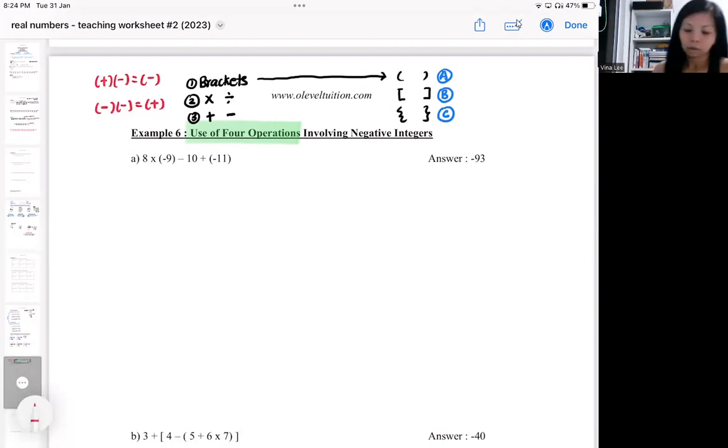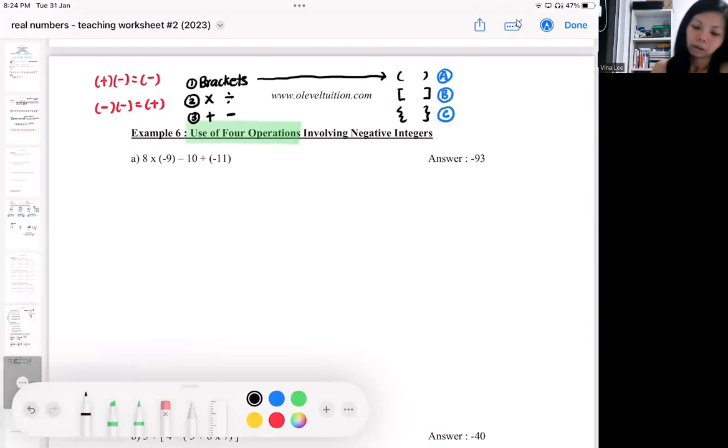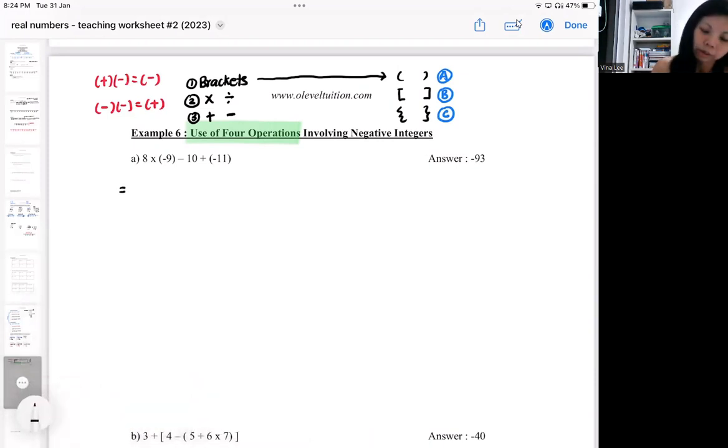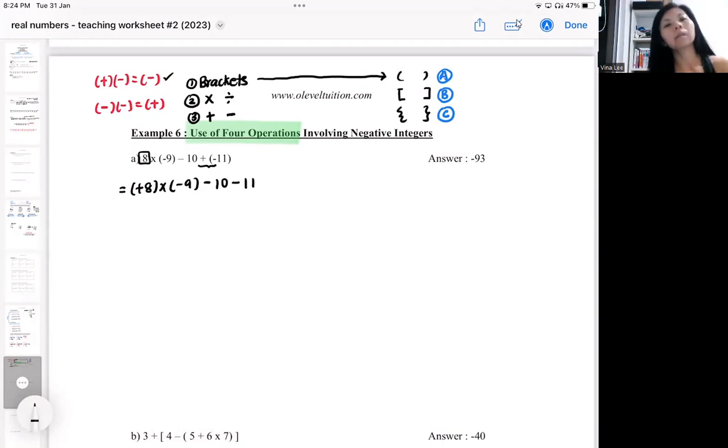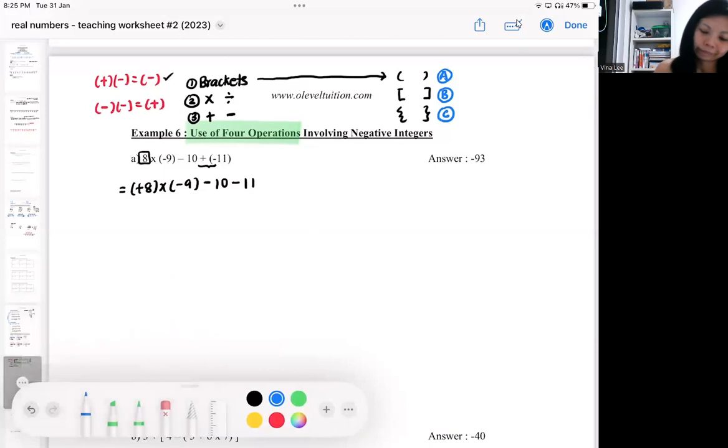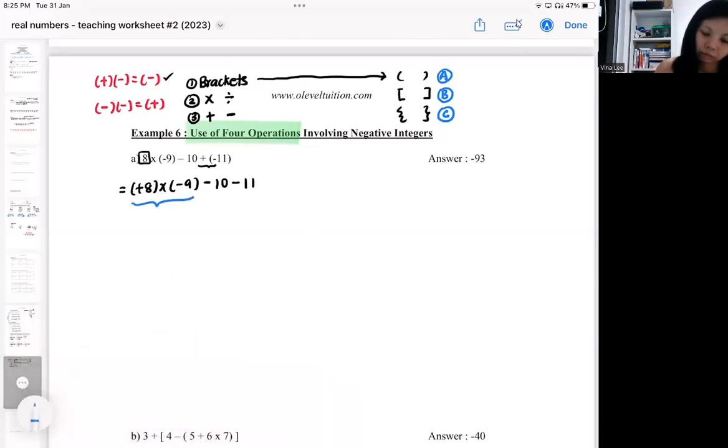When you are doing questions, this is what you will do first. You observe the number first. So for example, what is this number? This is actually a positive 8. And this is the rule that I can apply. After I apply the rule, let me see. By the BODMAS rule, by the four operations, I should do this part first.